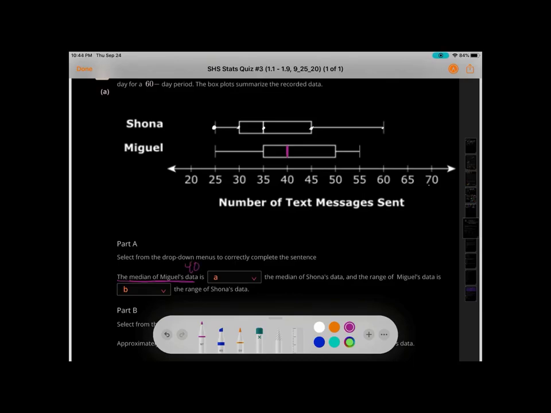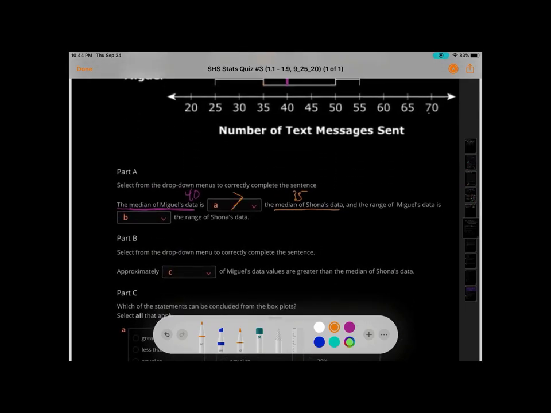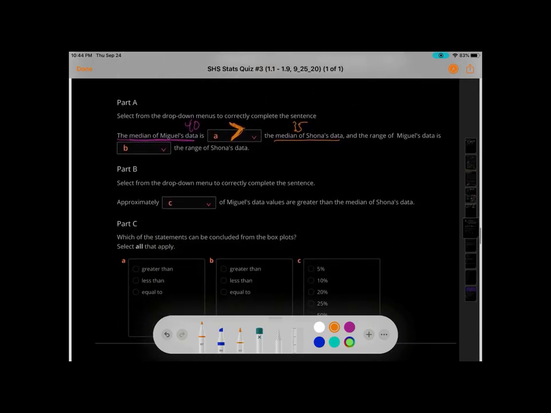What I like to do is I really like to write the numbers. So then this one says blank to the median of Shona's data. So here is Shona's data. I'm going to use little dots. Is 35. So you tell me, what inequality can you write there? It is greater. 40 is bigger or greater than 35.